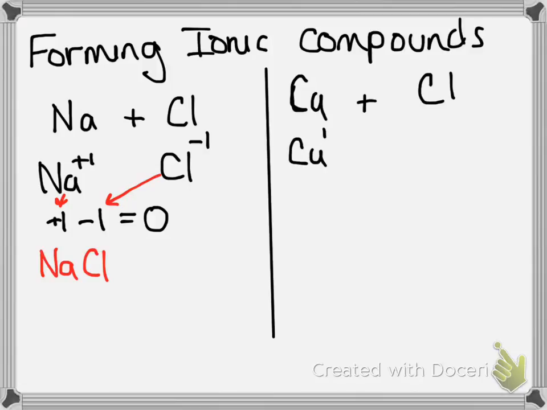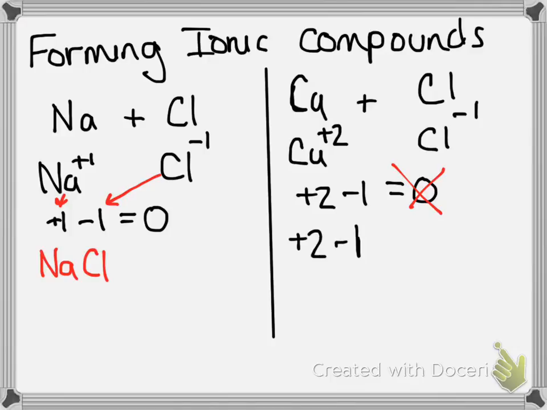Calcium has 2 valence electrons, so it's a +2. Chlorine again still has 7 valence electrons, so it's a -1. And so now I have +2 and -1. And we're trying to get this to 0, and this currently does not equal 0. So what we need to do is we need to have more of either calcium or more chlorine to get this to a charge of around 0. So we'll do +2 -1, and then we're going to add a second chlorine to get us to 0.